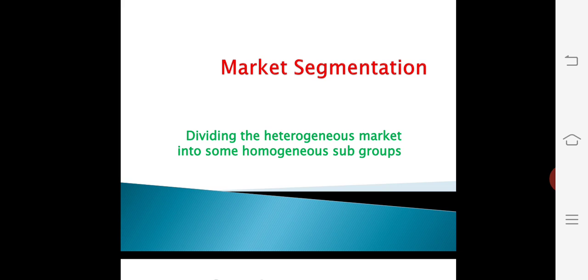For example, a market may be heterogeneous in terms of various age group customers. It may be heterogeneous in terms of various geographical locations for a particular product or service. In that case, such heterogeneous markets are divided into subparts so that the marketers are able to concentrate on one or two particular parts. So that is called market segmentation, meaning dividing the heterogeneous market into homogeneous subgroups. I hope it is clear to you.